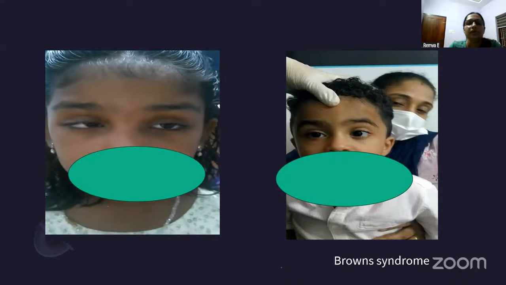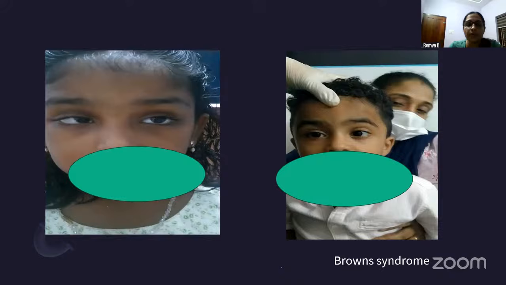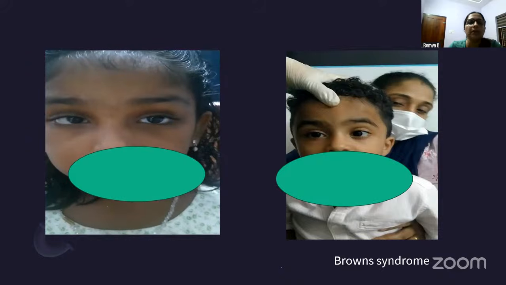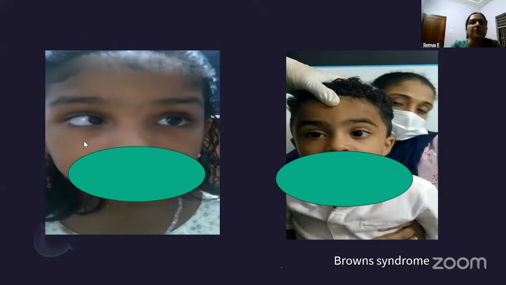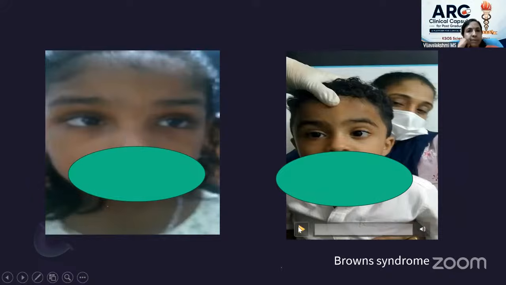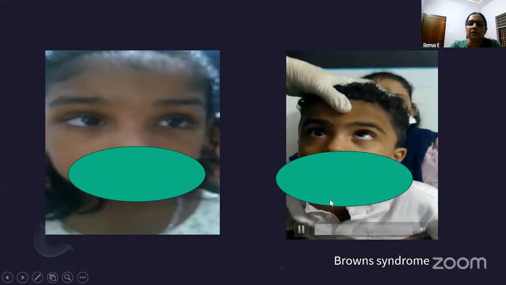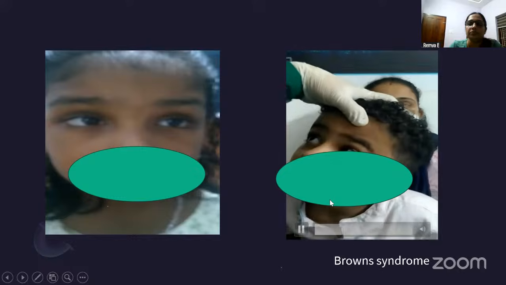Yeah. So even though she had a -4 abduction, she is orthotropic in the primary gaze. If it was a paralysis, so but she is orthotropic. So this is a case of Duane's.